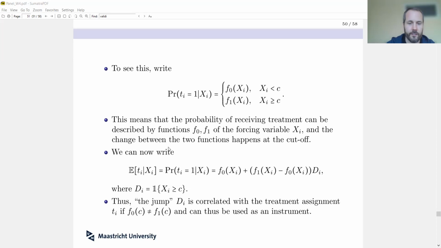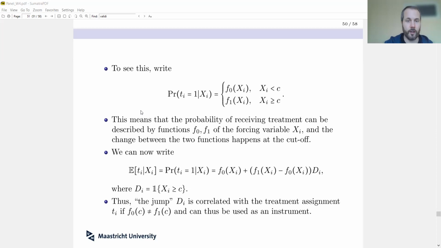So what I was saying is that by using this regression framework here, we have already shown that D_i is relevant for the treatment, so it can be regarded as an instrument.